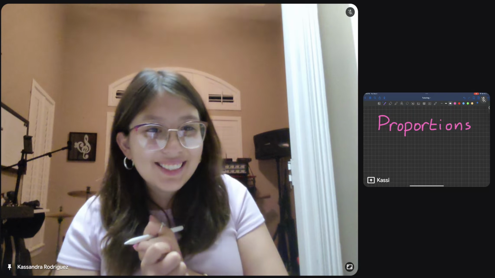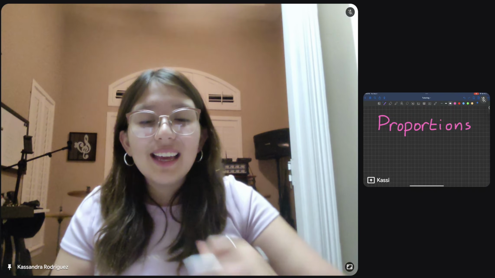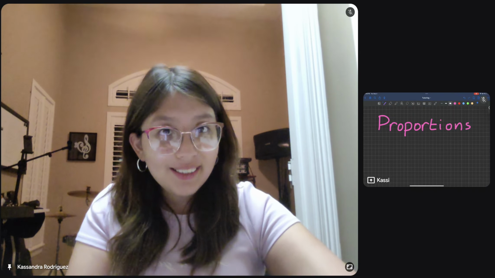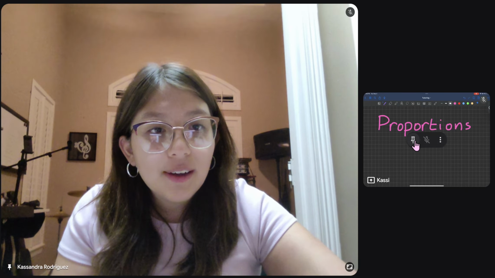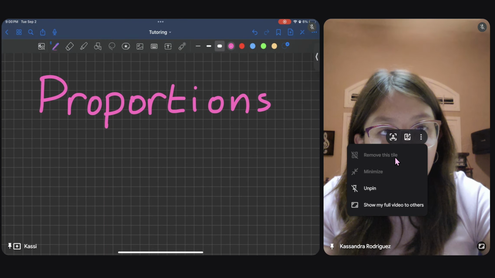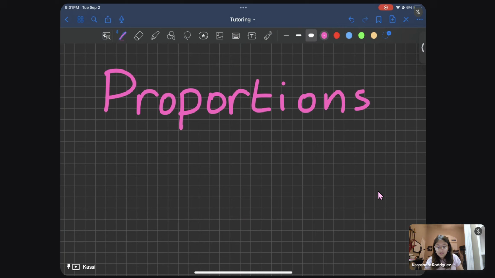So, anyways, day 2, proportions, and I hope y'all are just as excited as me to learn these. So I'm going to go ahead and pin this and unpin me. And remember, you might see my cat moving around. Just ignore her. I promise it'll be good.